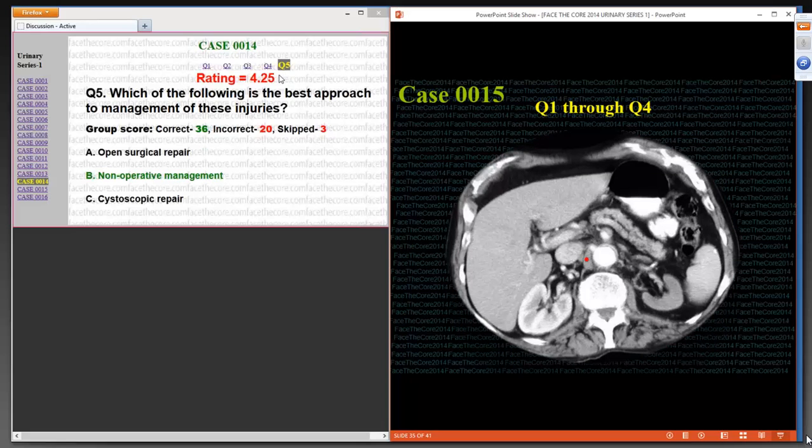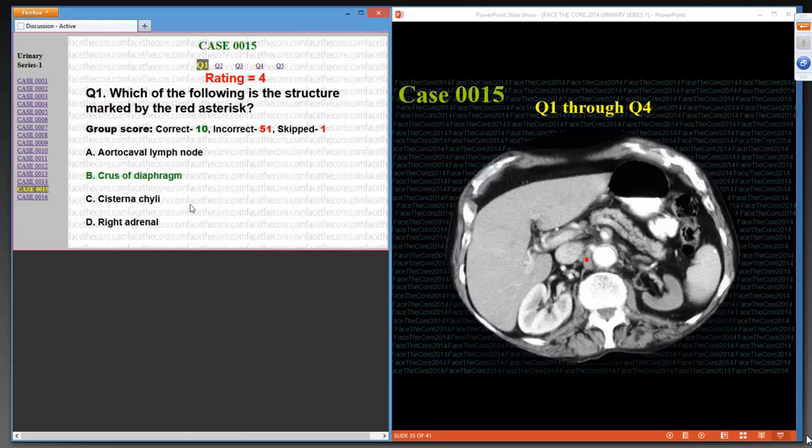Okay. Let's go now to case 15. Which of the following is the structure marked by the red asterisk? It is the crus of the diaphragm, the right crus of the diaphragm. It is not an aortocaval lymph node.